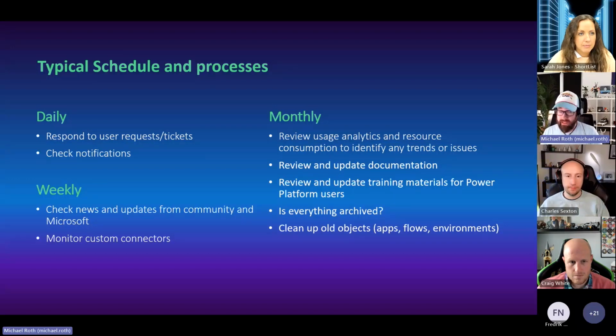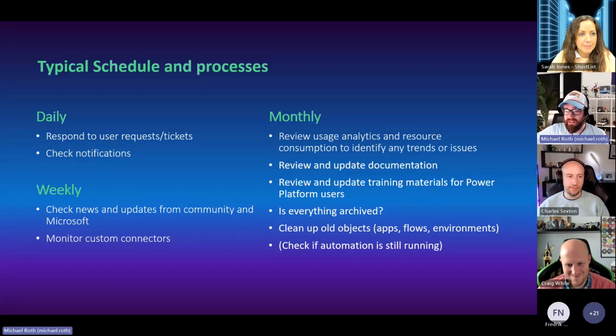Then I check if everything is archived, if everything works, and I clean up old objects like apps and flows and environments. If I'm clever, I automate the cleanup process, or push it out to the makers themselves, so that they have the responsibility to clean up their old stuff. And then something really important, and please don't laugh: on a monthly basis, if you automated your processes, check if the automation is still running. Because I had a quite quiet month, nothing to do, and my flows were actually failing. So there were things to do, but I just didn't realize it because my automation failed.